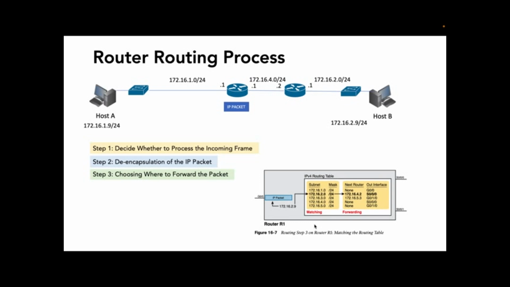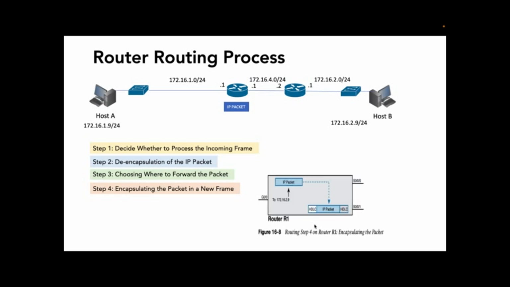The next step, step number 4, it will encapsulate the packet in a new frame. So since the router knows where to forward the packet, but it cannot forward it until it encapsulates it with a data link header and trailer around it.